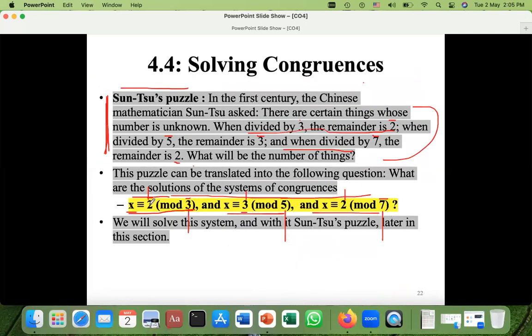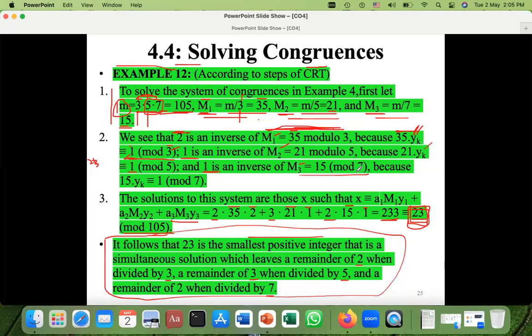This was the question. When divided by 3, you will have this 2 remainder. When divided by 5, you will have this 3 remainder. When divided by 7, you will have this 2 remainder. So after the last congruent form, you have to check the remainders. This 23 is that positive integer. Divide by 3, 5, and 7, and you get these remainders. So this is the solution now.